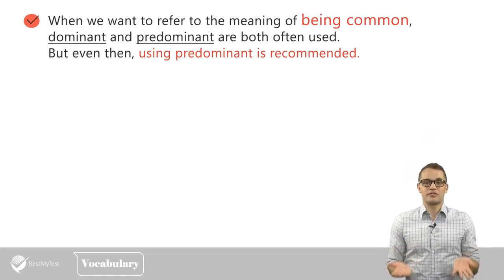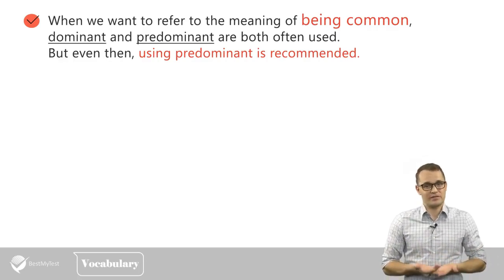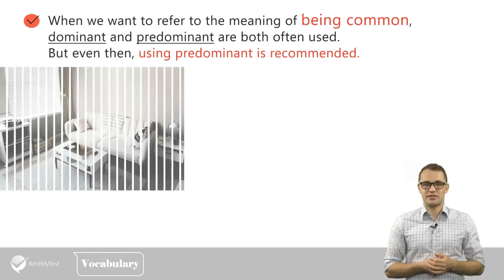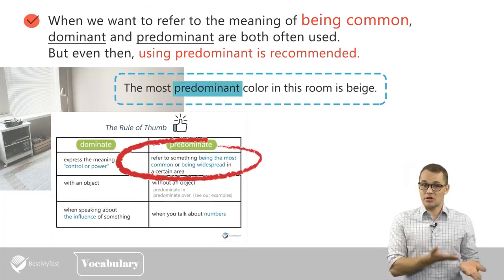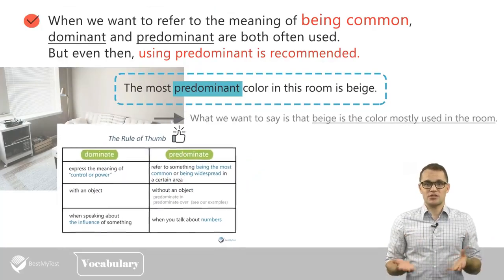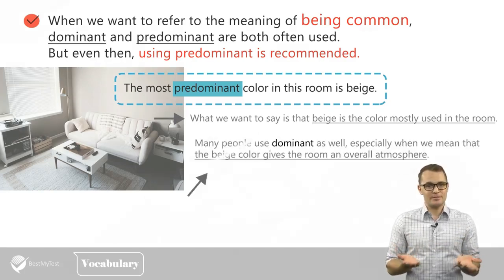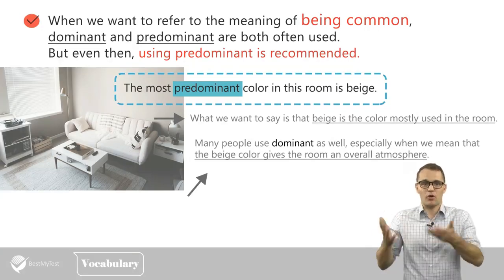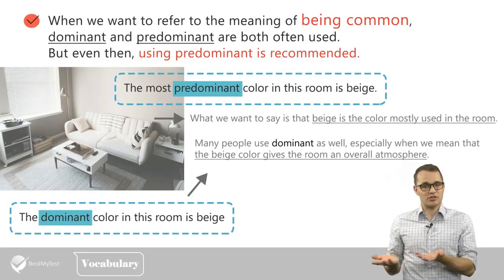When we want to refer to the meaning of being common, dominant and predominant are both used, but even then using predominant is recommended. The following sentence helps to demonstrate this. The most predominant color in this room is beige. So using our rule of thumb here, we should use predominant. What we want to say is that beige is the color mostly used in the room. However, here many people use dominant as well, especially when we mean that the beige color gives the room an overall atmosphere. So you could also say the dominant color in this room is beige.